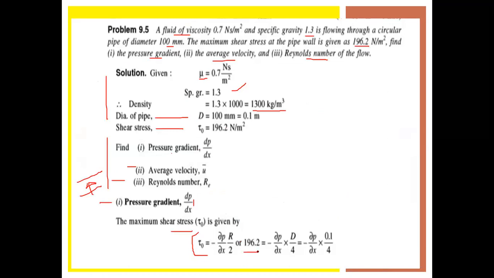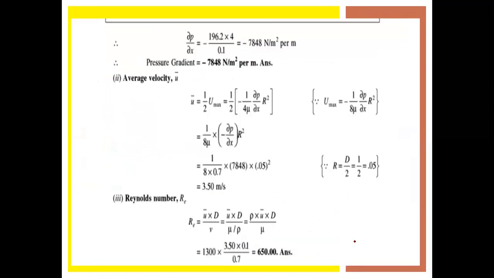Now that is equal to tau value రాయండి, minus dou p by dou x, where r is equal to d by 4. అంతే కదా, ఇక్కడ మనకి r లేదు, d ఉంది కాబట్టి r by 2 కాకుండా d by 4 తీసుకుంటాం. Therefore 0.1 into 4. Now after calculating this one, dou p by dou x is equal to minus 196.2 into 4 by 0.1. That's equal to this one. Therefore the pressure gradient అన్నప్పుడు dou p by dou x తీసుకోవాలి. Right? The pressure gradient is minus 7848.